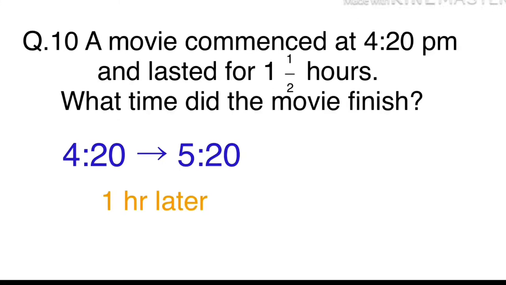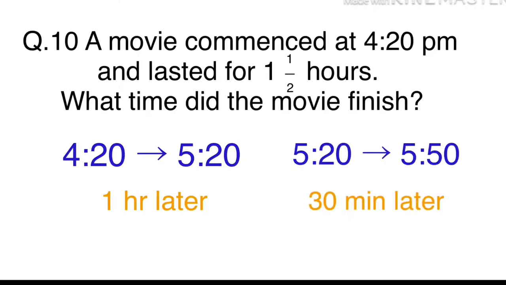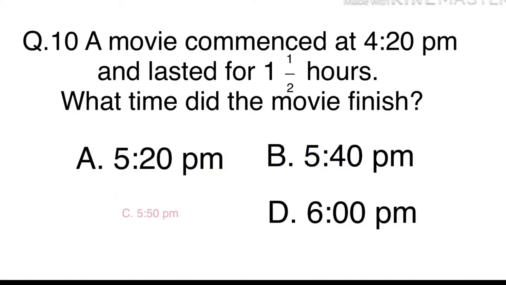1 hour after 4:20 is 5:20. 5:20 plus another 30 minutes is 5:50. This means that the movie finished at 5:50 p.m. The answer is C, 5:50 p.m.